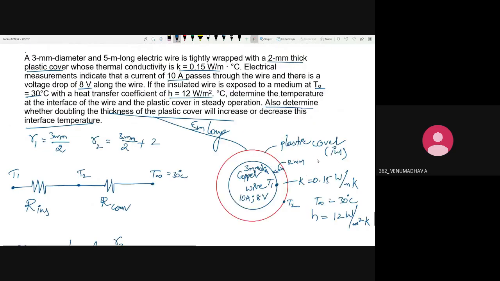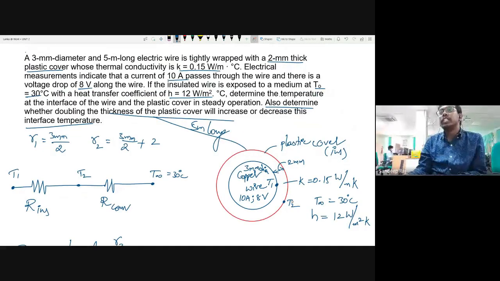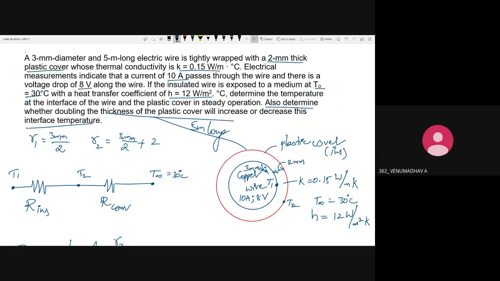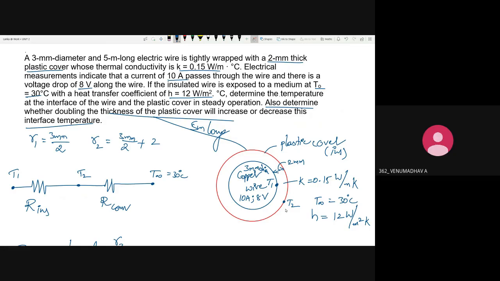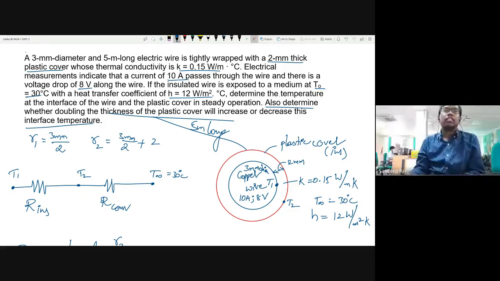Sir, you are saying that T2 itself is 30 degrees centigrade, isn't it? No, sir, you understood. It should be towards T1, no, sir. Hmm? Okay. T1 as R insulation. Yeah.